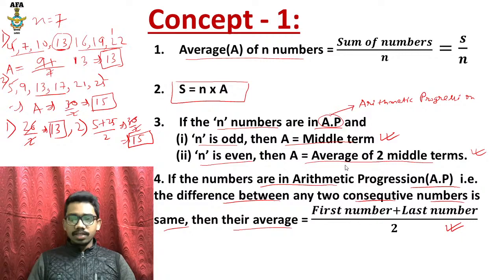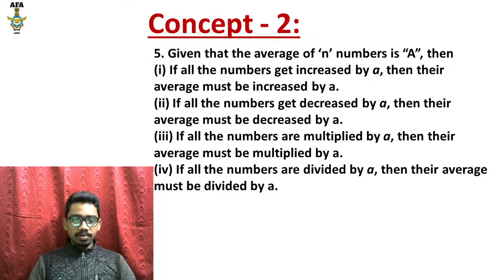If n is even, then average equals the average of the 2 middle terms. Average means a plus b by 2, sum of numbers by n. Okay. I hope this slide is clear to everyone. So moving on to concept number 2.